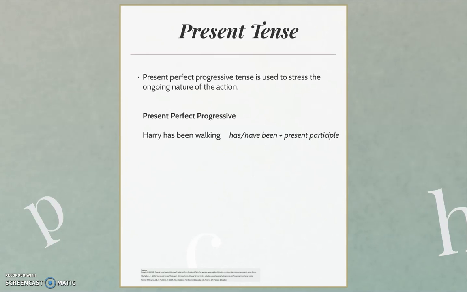Use perfect progressive tense to show that something started in the past and has continued into the present. Present perfect progressive tense is used to stress the ongoing nature of the action. For example, Harry has been walking for days. The formula is has or have been plus the present participle.